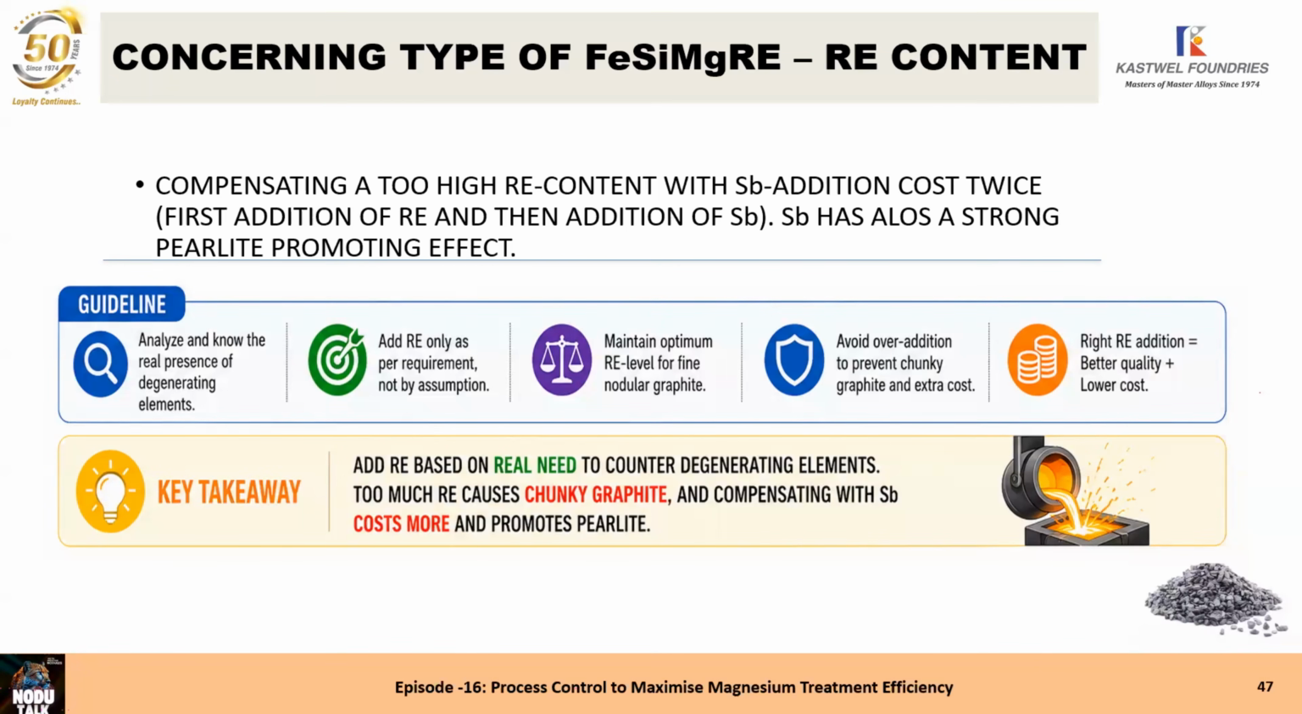Key takeaways: add rare earths based on real need to counter degenerating elements. This is often a neglected parameter in the magnesium treatment process. Too much rare earth causes chunky graphite, and compensating with antimony costs more because antimony will increase the formation of pearlite and also requires additional rare earths to avoid the formation of degenerated graphite.